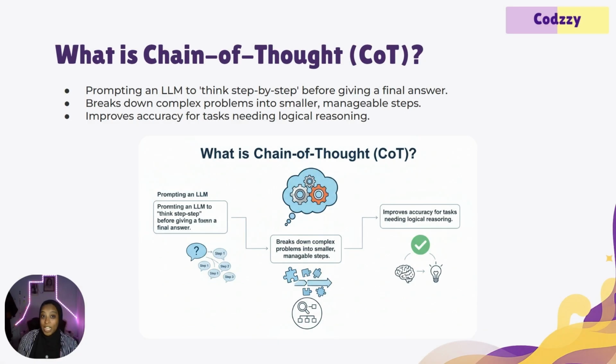Chain of thought, or COT, is simple. It's about telling the AI to think step by step before giving its final answer. This helps the model break down big problems into smaller, easier parts. It's especially good for tasks that need clear logic.